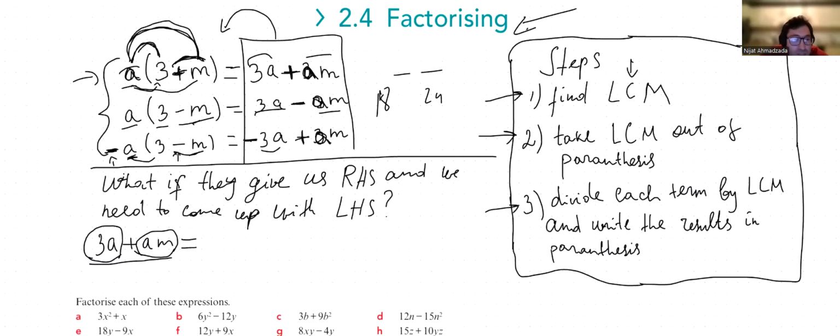So what is a common thing in 3A and AM? Well, they both have A. That's it. We found the LCM. Now we have to take it out of the parentheses. So it is already out of the parentheses, so I'm just going to have a parenthesis.